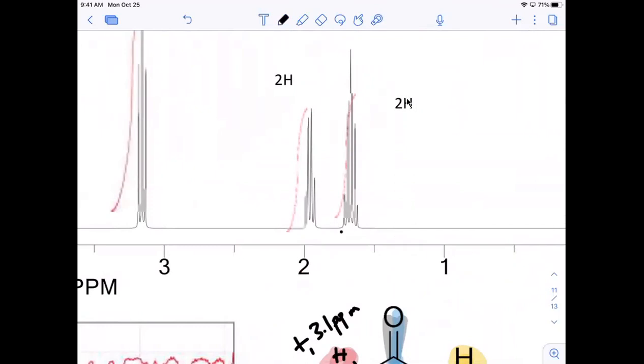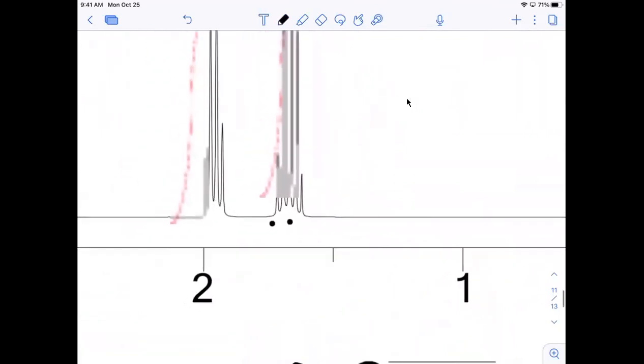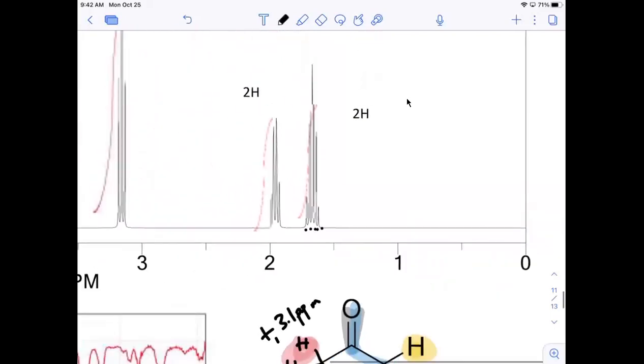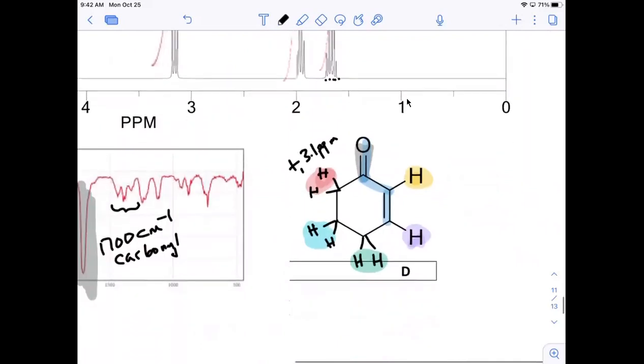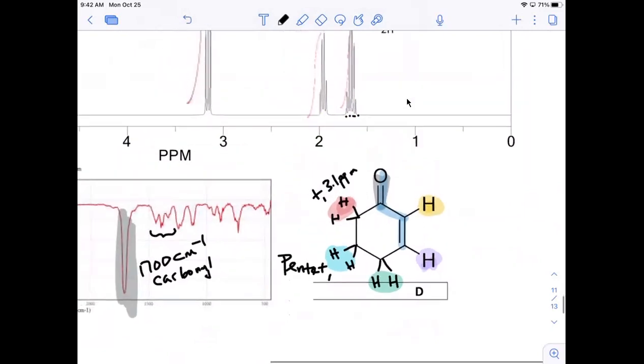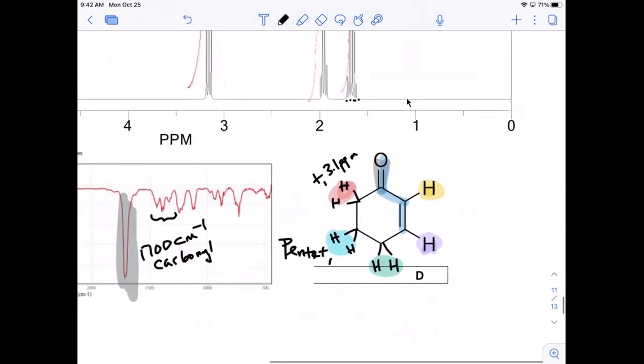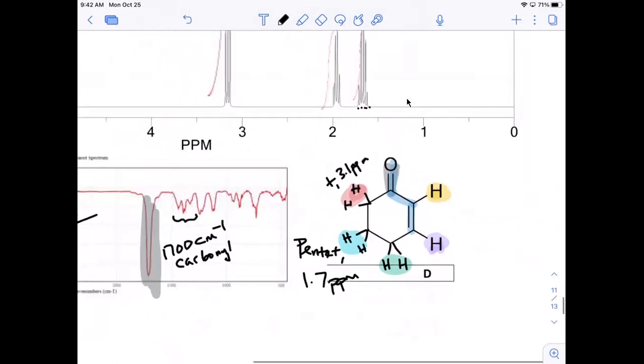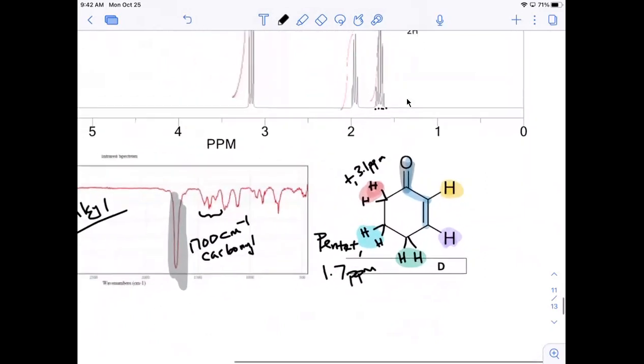You can see that that's 1, 2. Zoom all the way in on that. Can you see it? That is 5 lines. 1, 2, 3, 4, 5, like that. Right. So this is a pentet. And that is at about 1.7. All right. So you have a triplet, a pentet, and then what about this one?